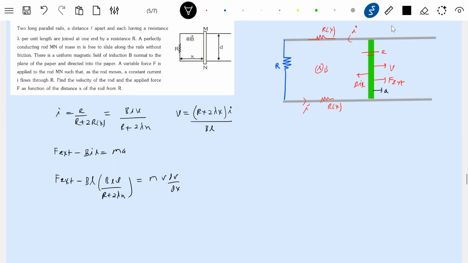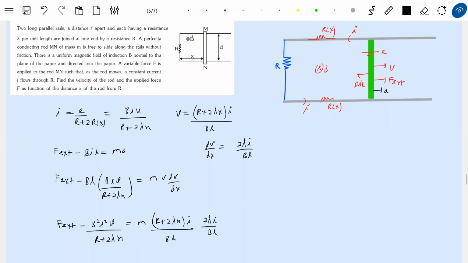v dv by dx. You know the expression for v. Differentiate this with respect to x. Substitute everything. You'll get the expression for force. So dv by dx, how much will it be? It will become 2λI by BL. Again you have to substitute v also, solve it, you'll get the required answer. I'm just leaving it here.